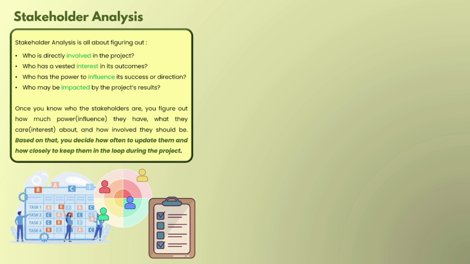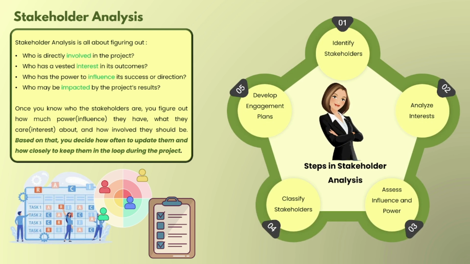Before that, let's check the steps of stakeholder analysis. The very first step is identify stakeholders. Here we figure out who is connected to the project: people who are working on it, care about it, and might be affected by the entire project. Then next is analyze their interest. Here we try to understand what each stakeholder wants from the project, what matters to them, and what they expect from us during the project.